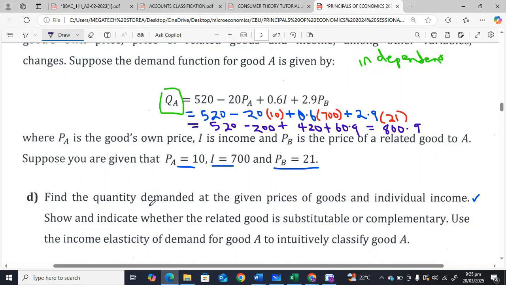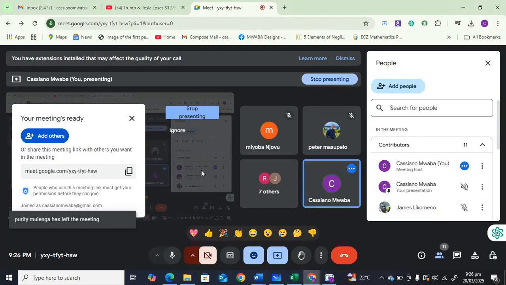The next part is show and indicate whether the related good is a substitutable or complementary good. Colleagues, what's a substitute good and what's a complementary good? Let's start with a substitute good. What is a substitute good? Colleagues, we watch soccer and we see substitutes, so I believe we all know what a substitute is. Can someone just tell us what a substitute good is? Mr. Peter?